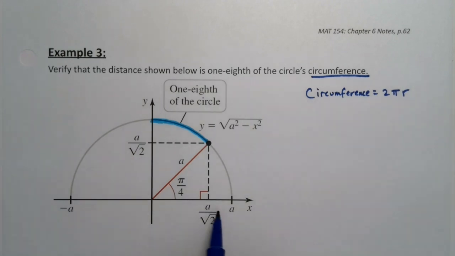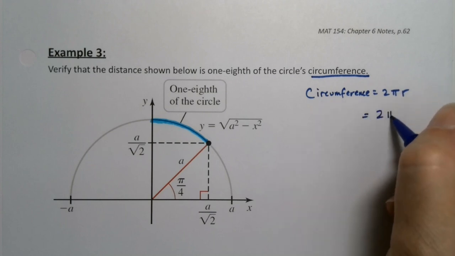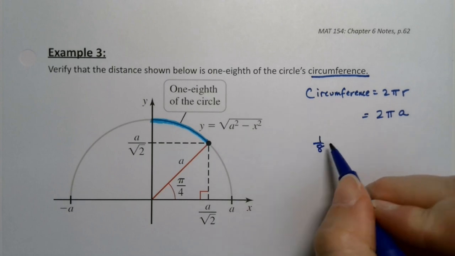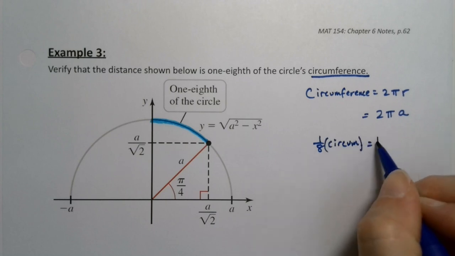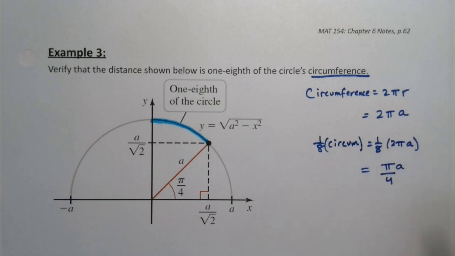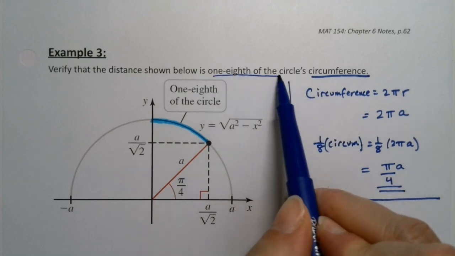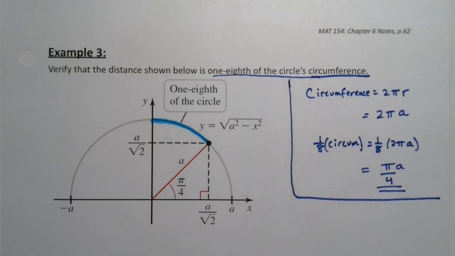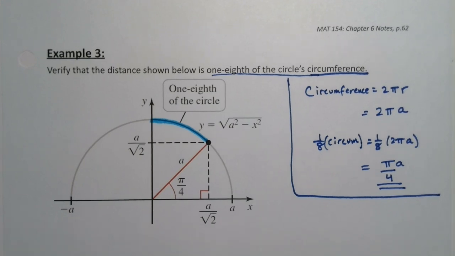Now, if we look at our particular circle, our circle has a radius of a, so it would be 2 pi a. So 1/8 of the circumference would be 1/8 times 2 pi a, which would be pi a over 4. All right, so we want to keep that in mind for later reference because that's what we're trying to argue, that it's equal to 1/8 of the circumference. So now we're going to see if we can prove it with the arc length formula. Sneaky, huh?